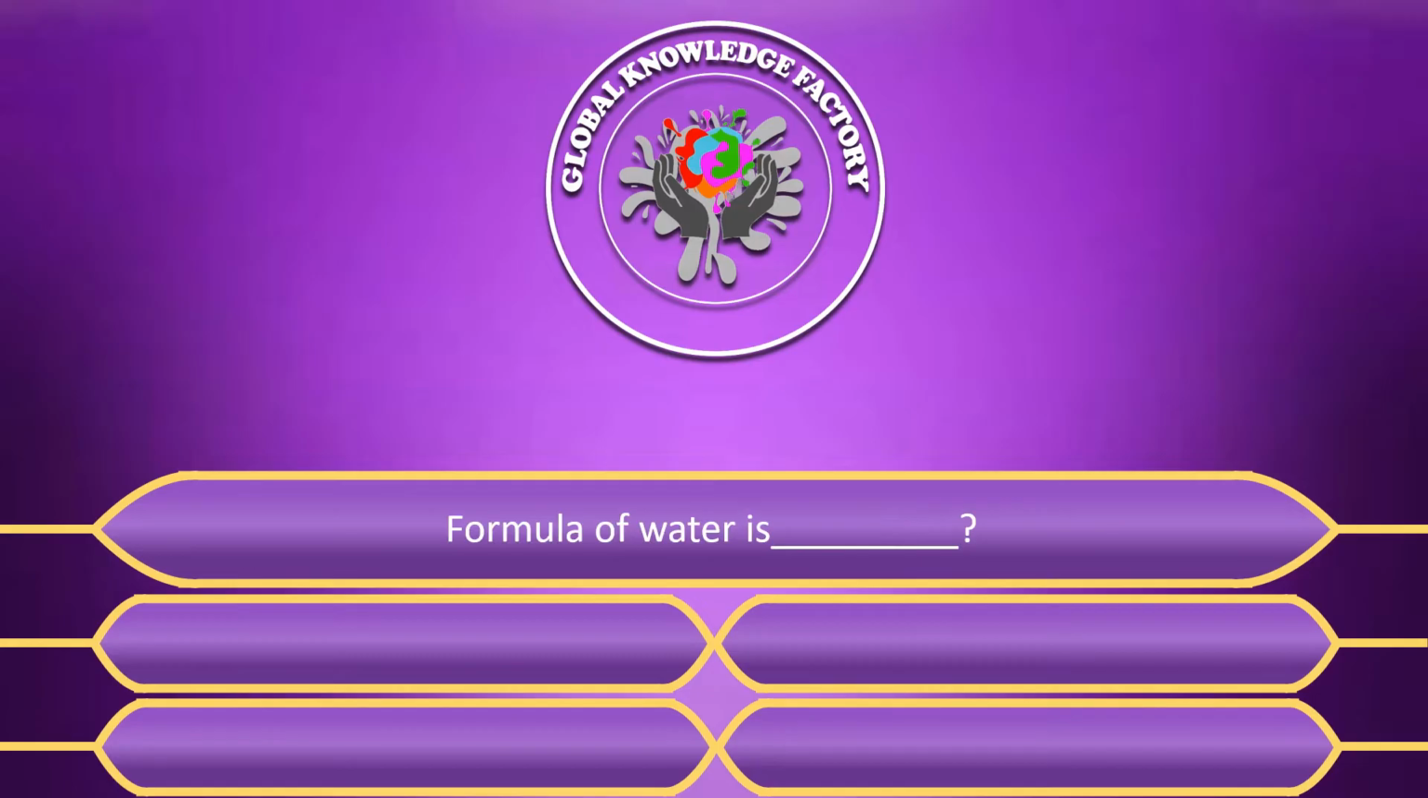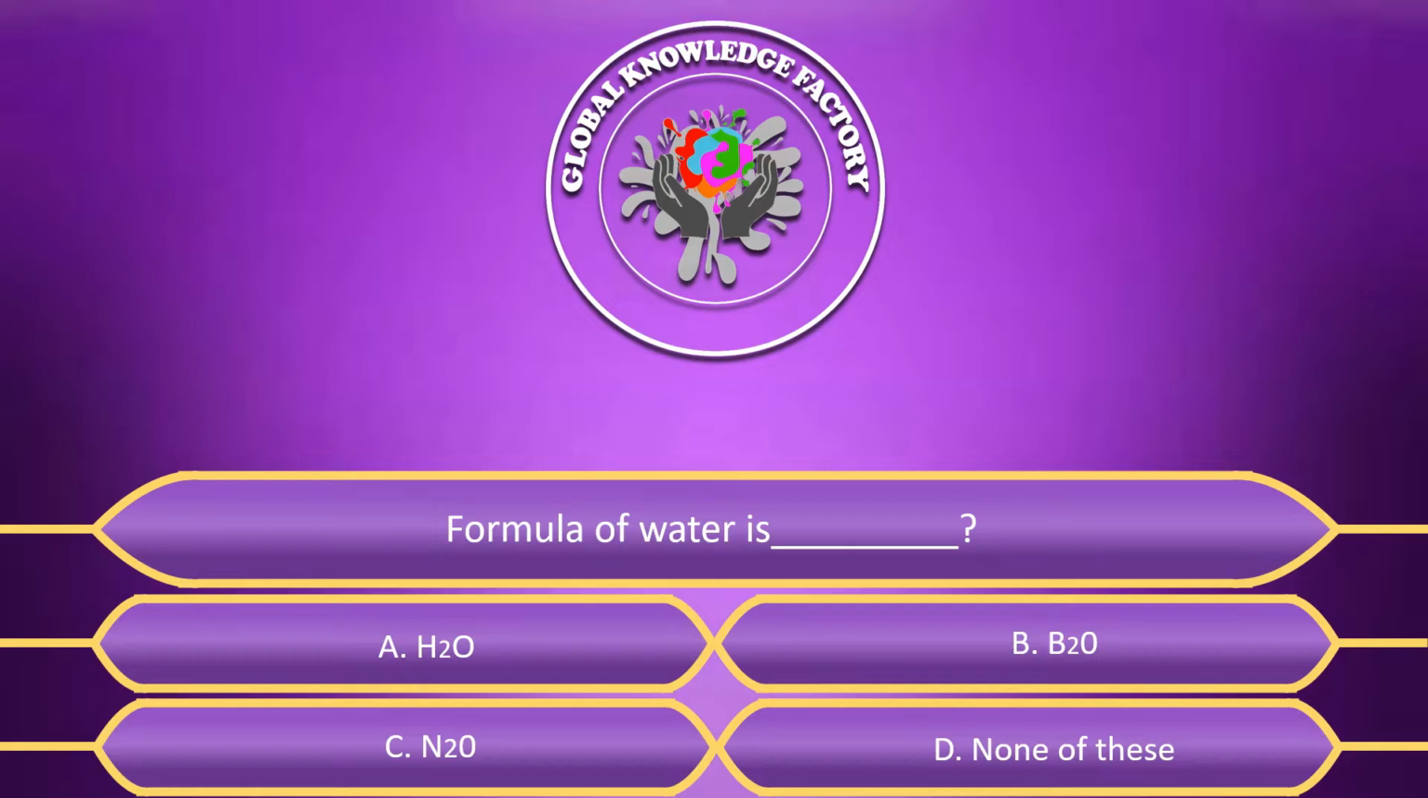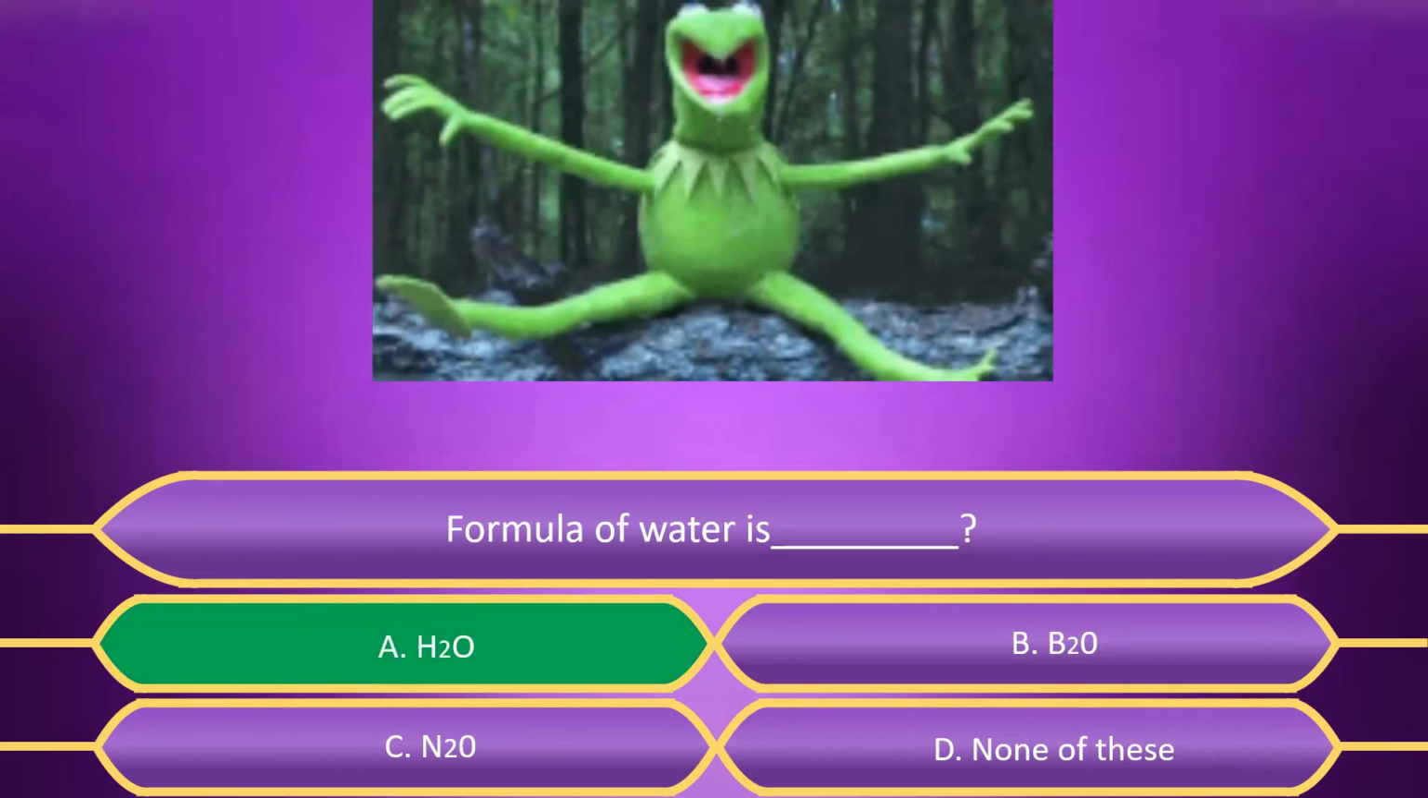Formula of water is: A H2O, B B2O, C N2O, D none of these. Answer is A H2O.